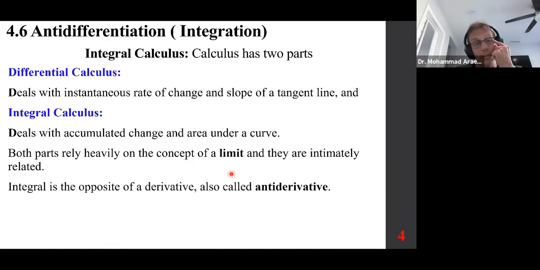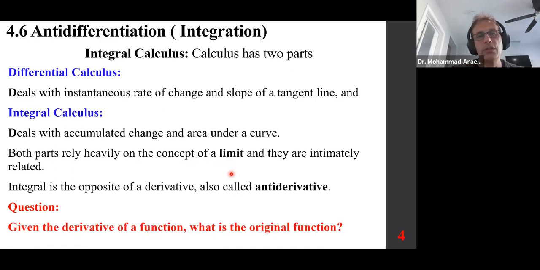Integral is the opposite of a derivative, also called an antiderivative. So what is the question? The question is, given the derivative of a function, what is the original function? That's the process.